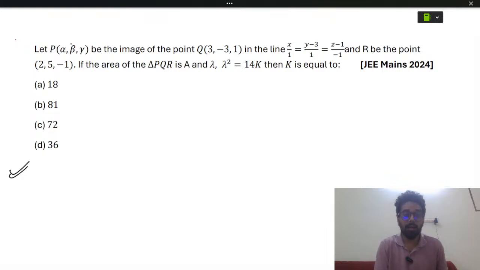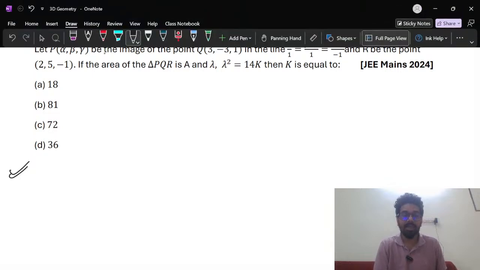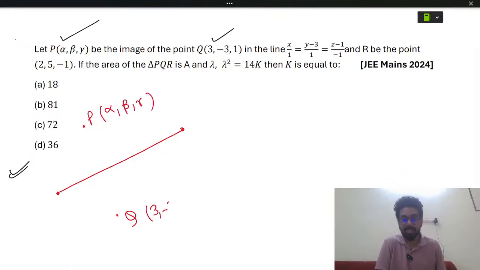Okay, so now P is alpha, beta, gamma. Image, perpendicular distance, these 3 things they have asked again and again. So P be the image of point Q in the line. What does it mean? See, if I draw the diagram, this is point P, this is point Q. So this is alpha, beta, gamma. This is 3, minus 3, 1.